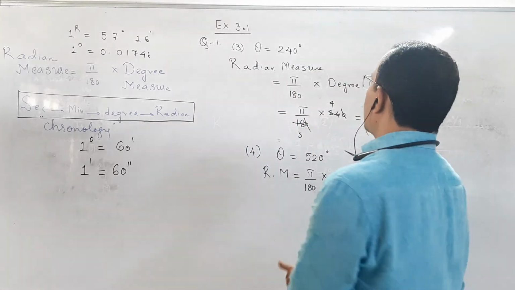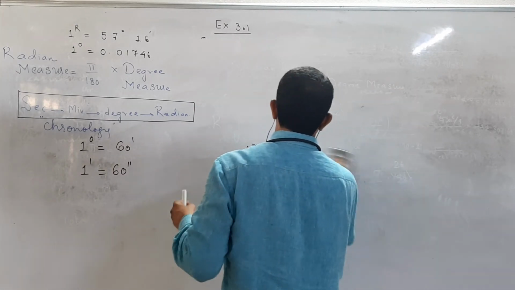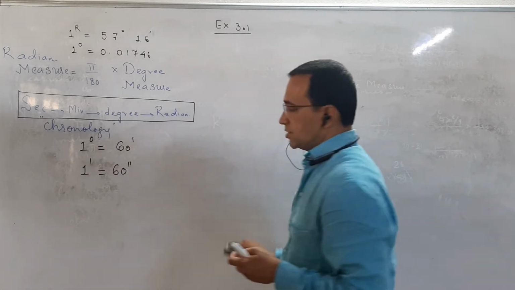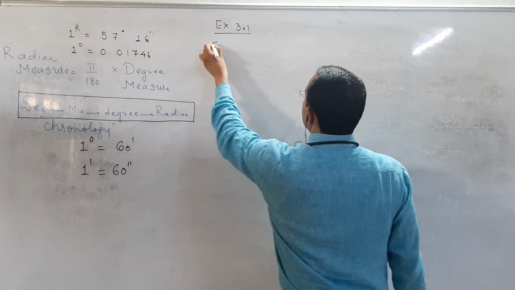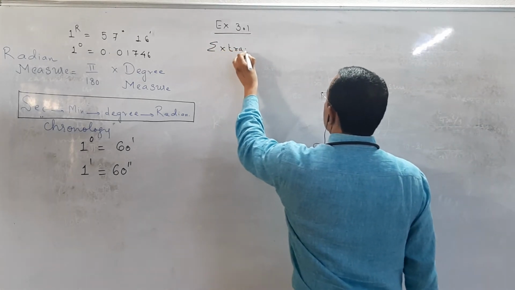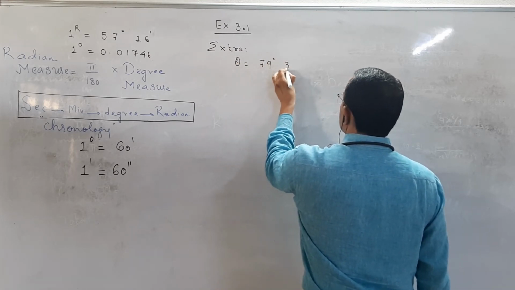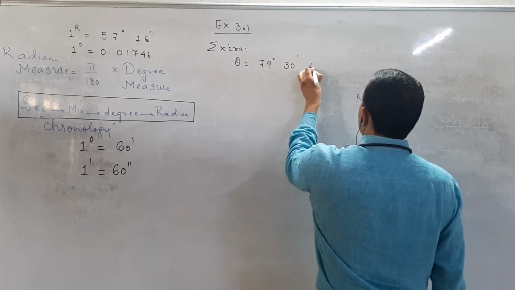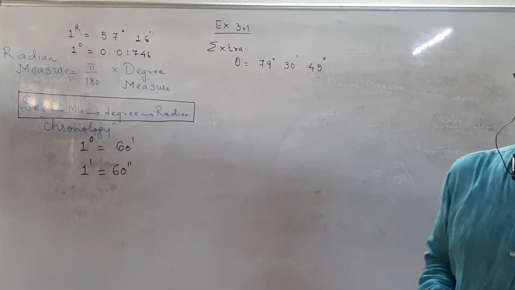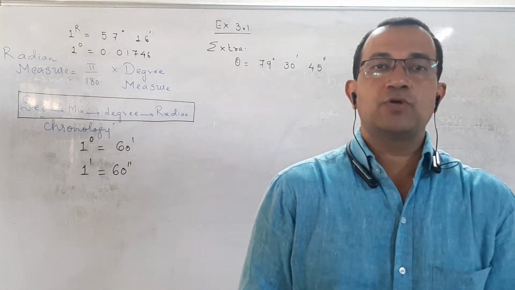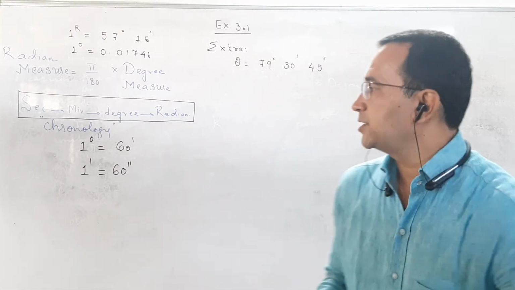Now students, let us do an extra sum where we have seconds, minutes as well as degree. All of you please concentrate. Suppose I am taking theta is equal to 79 degree, 30 minutes and 45 seconds. Now this, students, we want to convert to what? Radian. Now the first step, convert second to minute.